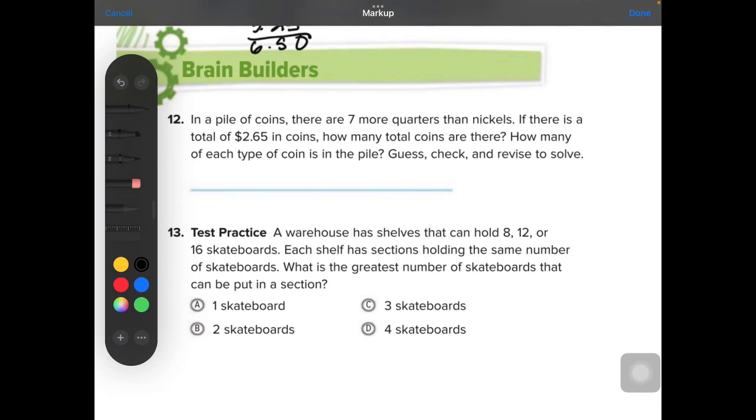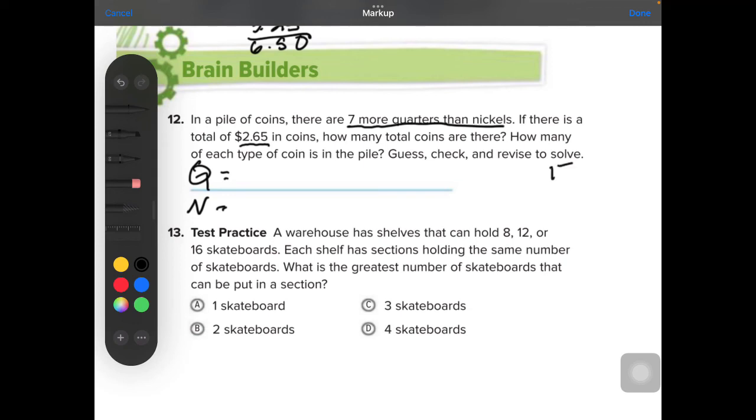Brain builders. In a pile of coins, there are 7 more quarters than nickels. If there is a total of this much money in coins, how many total coins are there? How many of each type of coin is in the pile? Guess, check, revise, and solve. Okay, so we have 13 coins. Well, let me think, right? Okay, so we're going to have quarters and nickels on that. And there's 7 more quarters than nickels.